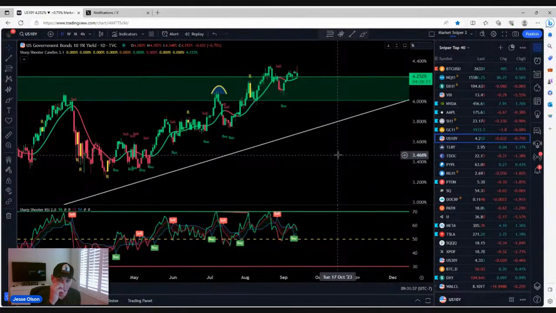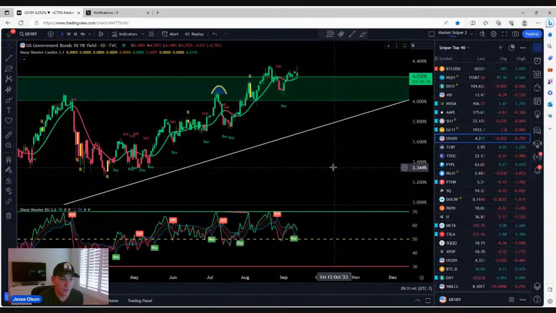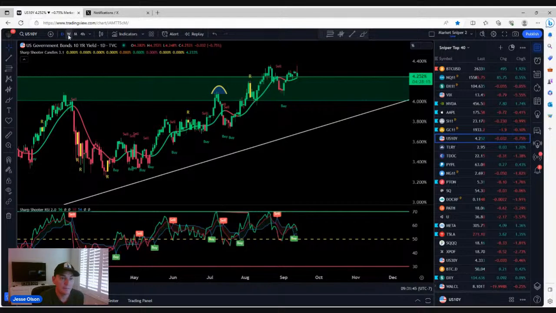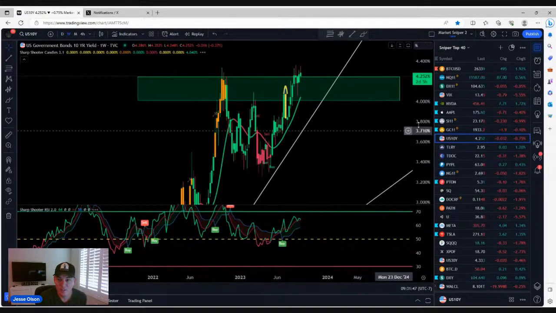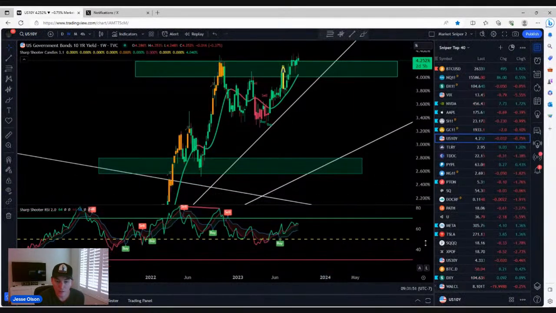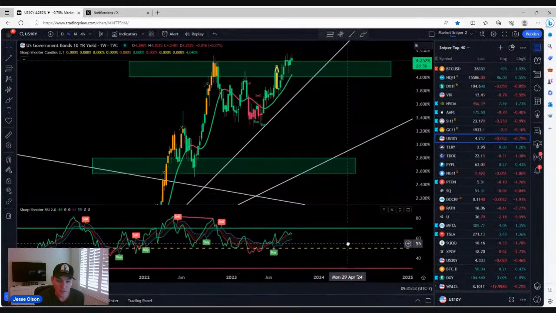But at the same time, sometimes you take those chances. Not that we're trading the 10-year treasury, but for this specifically, lower highs, right? So if you look at the weekly chart, similar thoughts, right?